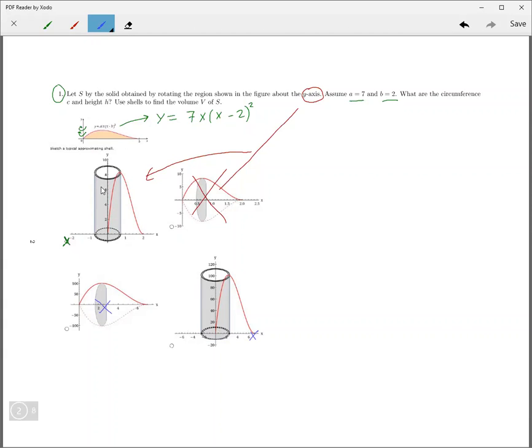What happens is you have these cylindrical shells. This is just a typical one. You could draw another one over here, and another one over here, which would look like this, and that would be revolved around like that.